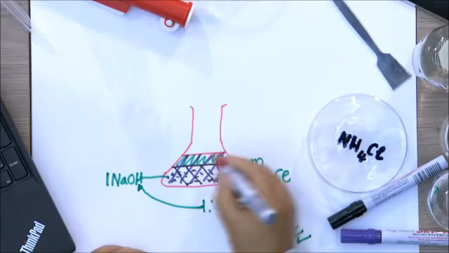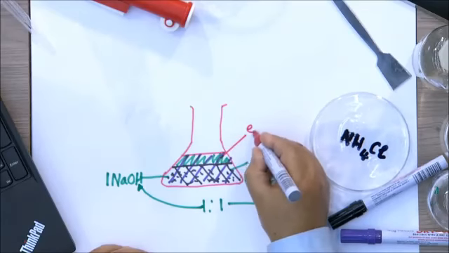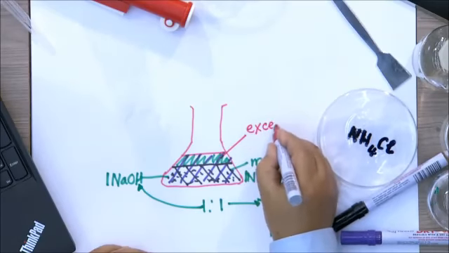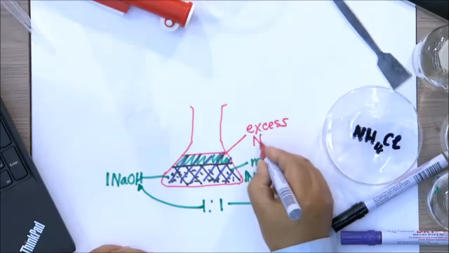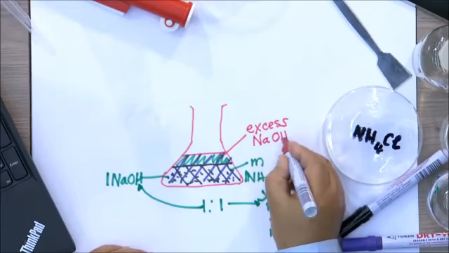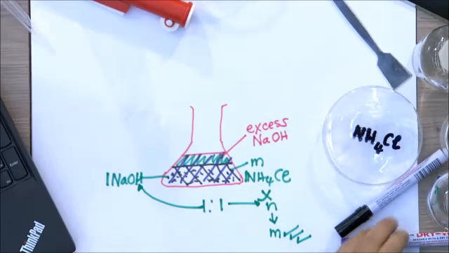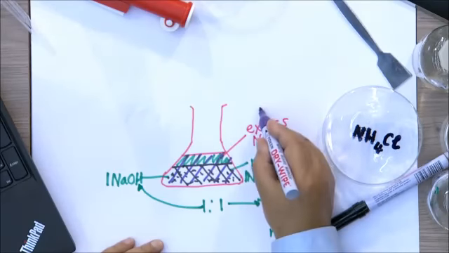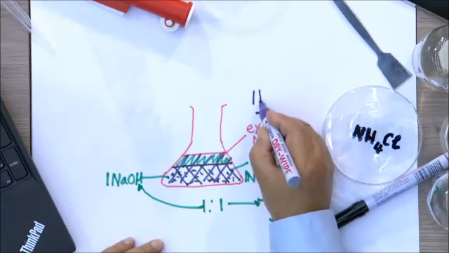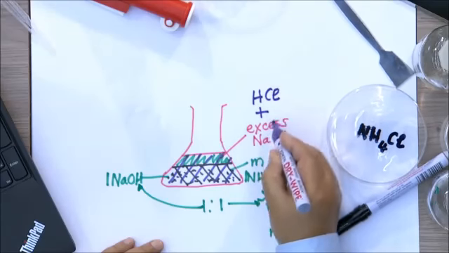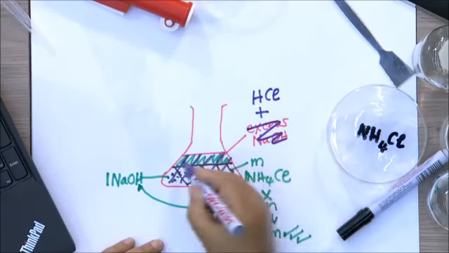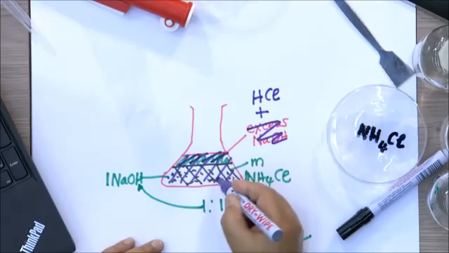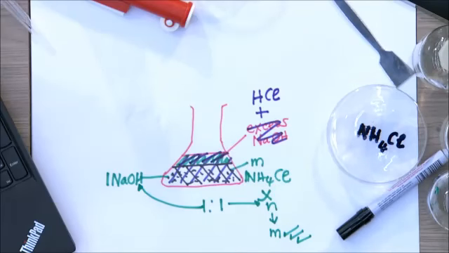I need to find out how much excess sodium hydroxide I have. And how am I going to do it in this case? I am going to find out by adding hydrochloric acid, and then I will neutralize this excess. This will disappear, and I'll know exactly what's going on there. That is the plan that we want to use.